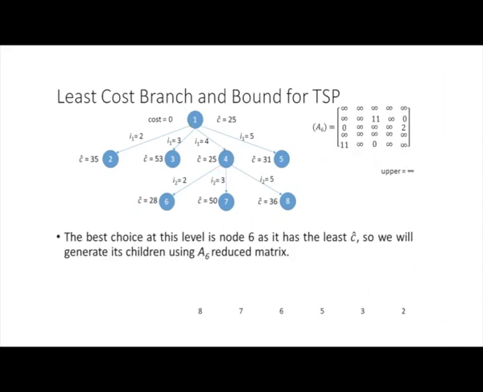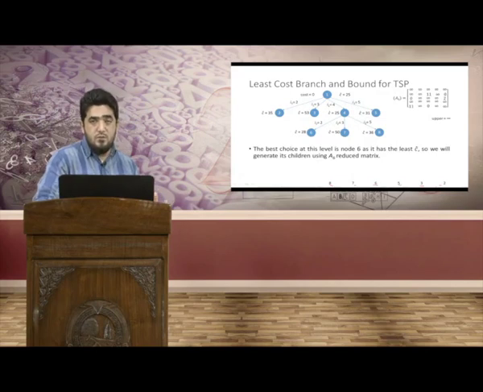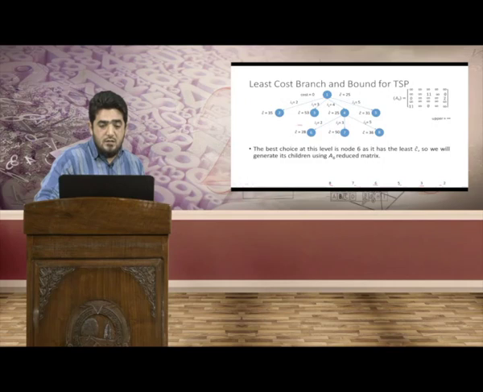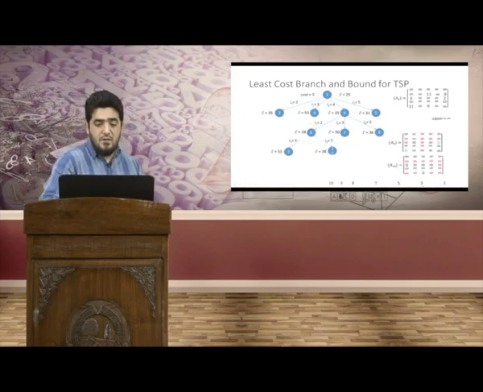Again, at this level we have nodes 2, 3, 5, 6, 7 and 8 as active nodes, and least cost branch and bound selects that particular node which has the least cost associated with it. As you can see, node number 6 has the least cost from among the active nodes, and we'll use this node to expand and try to find our solution. That is what we just did.